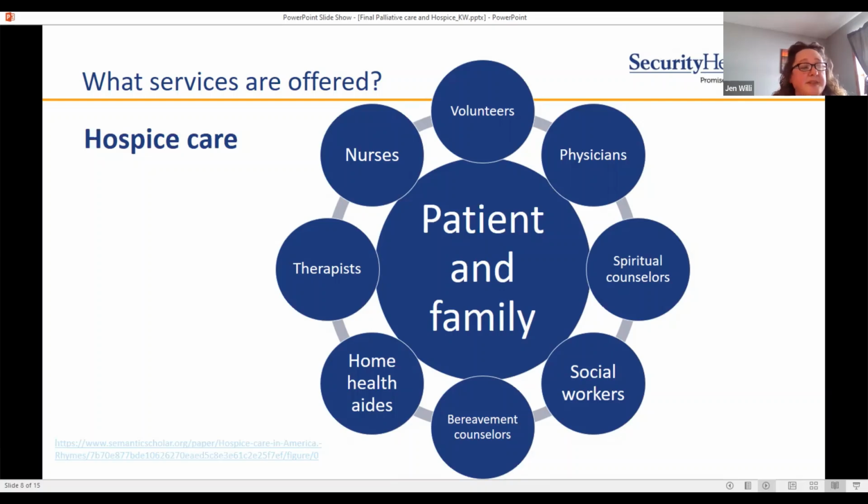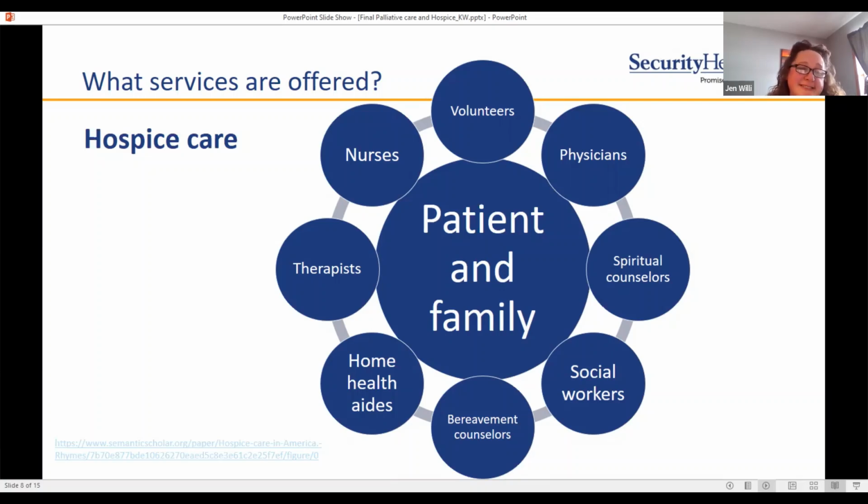Therapists. Now, I want to point out that this is not psychotherapy. This is going to be more your physical therapy, occupational therapy, massage therapy, etc. These folks will come in to look at stretching or other techniques to help with symptom management, maybe pain relief, anxiety relief, or to teach the family techniques to help provide the care more safely.